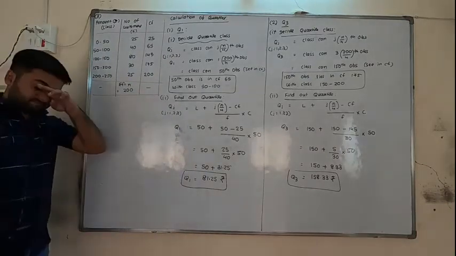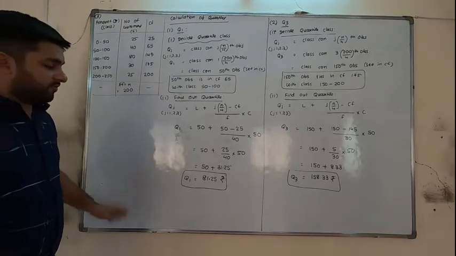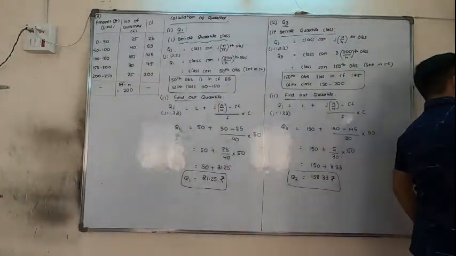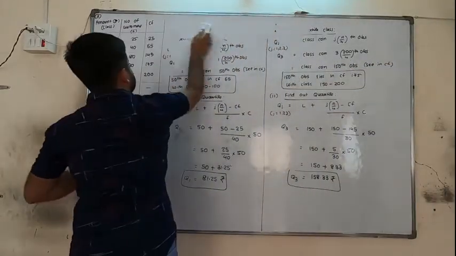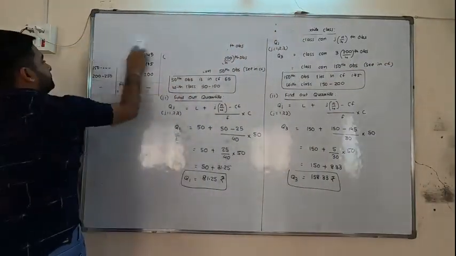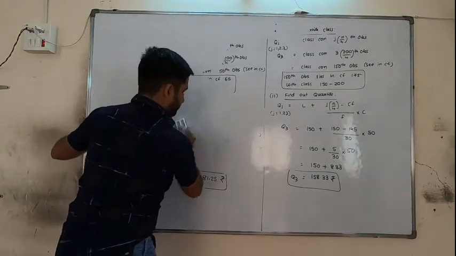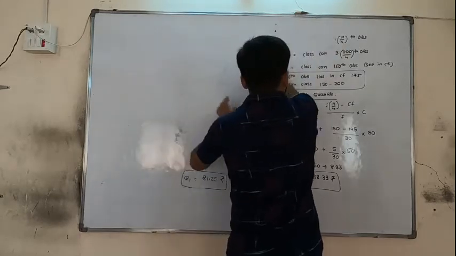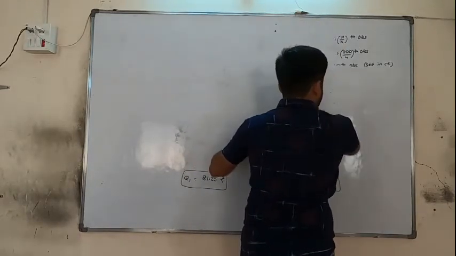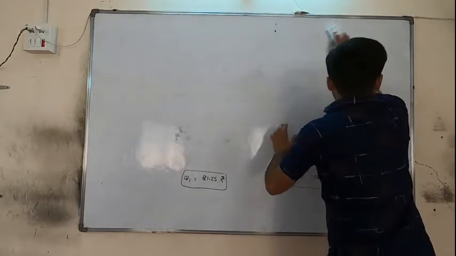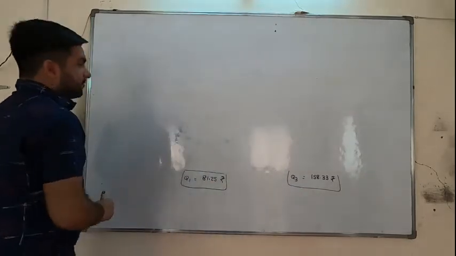So friends, Q1 and Q3 are over. Now we shall go for quartile deviation and coefficient of quartile deviation. So the sum is still continued. These are the two answers.